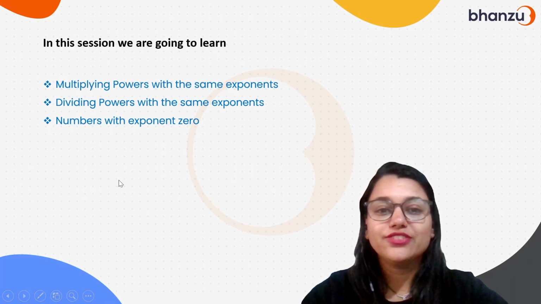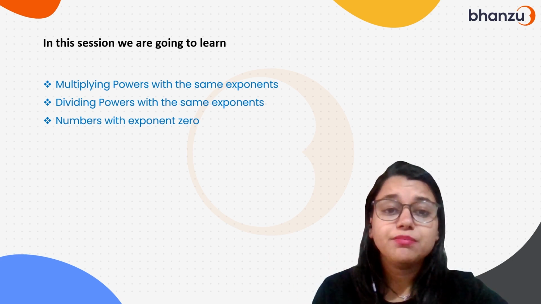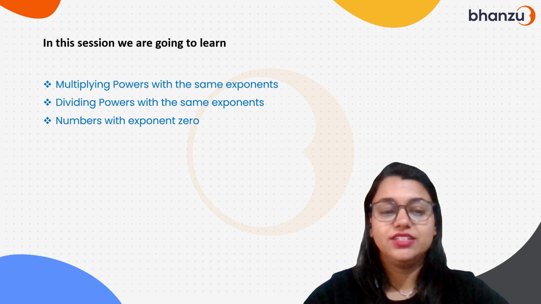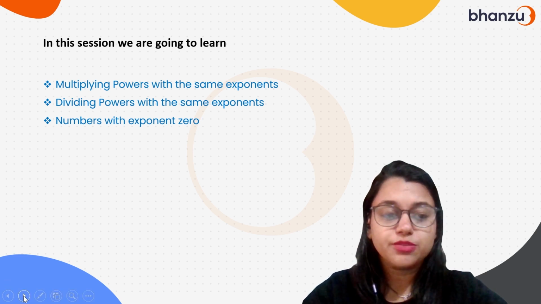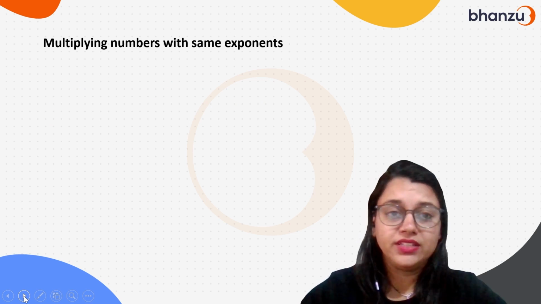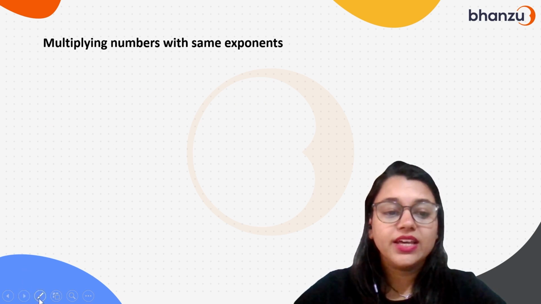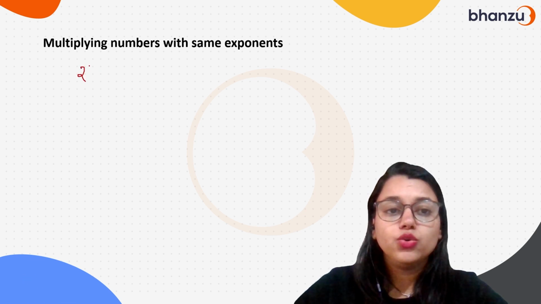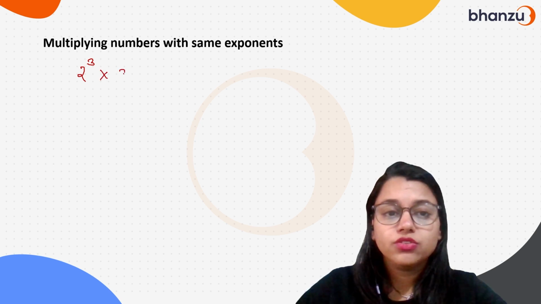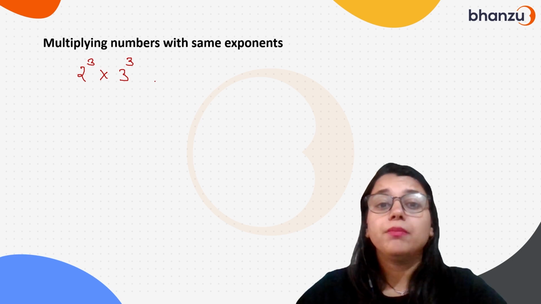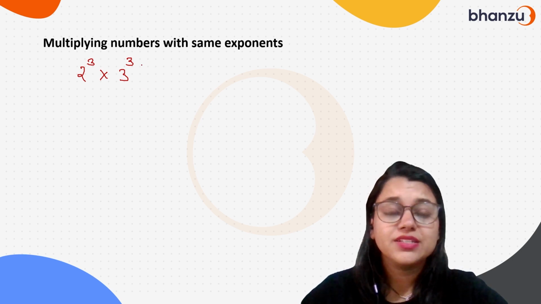So in this session, students, we are going to learn multiplying powers with same exponents, dividing powers with same exponents, and numbers with exponent 0. Alright, so let's begin with the first one, multiplying numbers with same exponents. Let us understand this with the help of an example. Let us say we have to find 2 raised to the power 3 into 3 raised to the power 3. Here students, we have different bases, but the exponents are the same, that is 3.